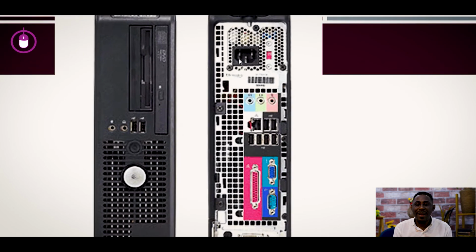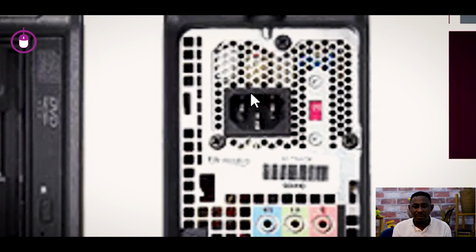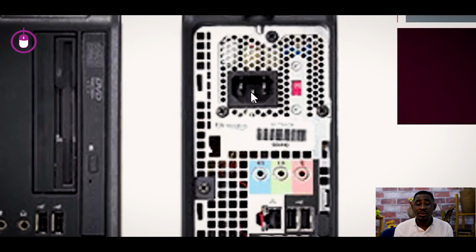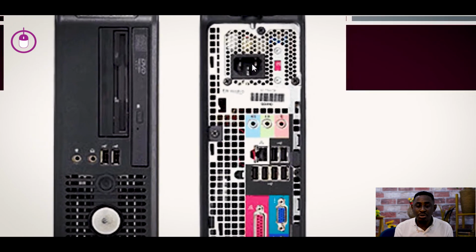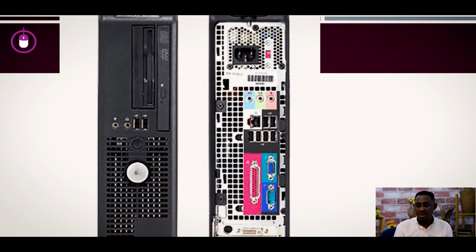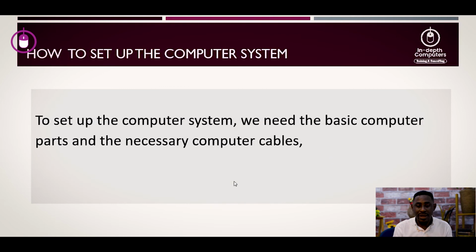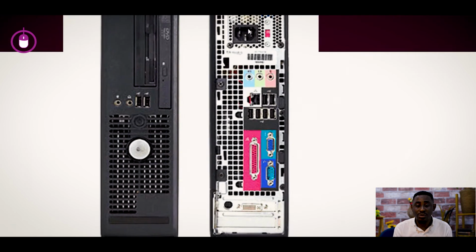Now, there is a part here, it's the power port, or the power pack. This is where you connect your system unit to electricity. So if you want to connect the system unit to electricity, you do that from this power unit, and there is a cable that does that. This is a power cable. The power cable supplies electricity to some of the computer parts, majorly the monitor and the system unit. So all you need to do is to plug the cable into this part.